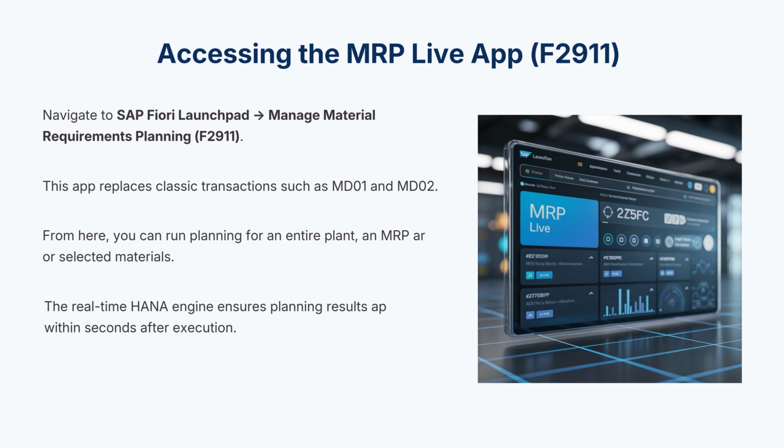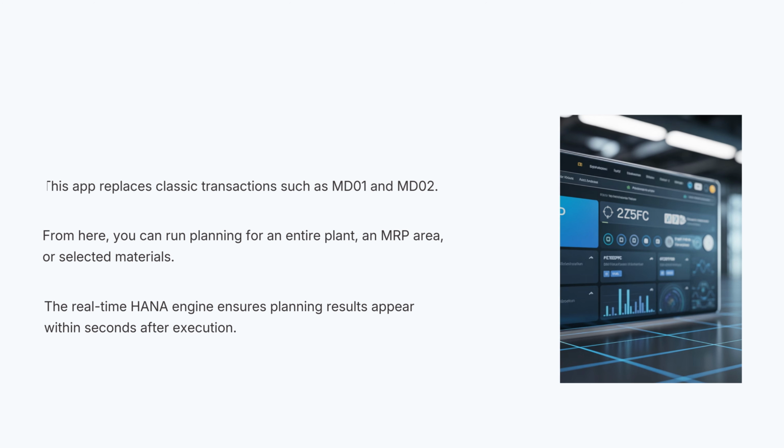Accessing the MRP Live app F2911. To begin, launch the app Manage Material Requirements Planning F2911 from the Fiori Launchpad. This replaces classic transactions like MD01 or MD02. Here, you can choose to plan for an entire plant, an MRP area, or even a subset of materials. With MRP Live, all logic runs on HANA, so results are generated instantly, without background batch jobs.